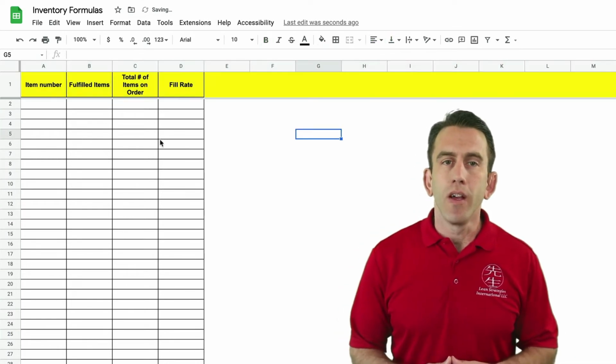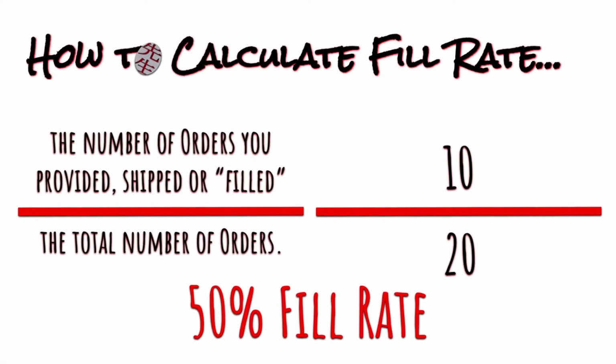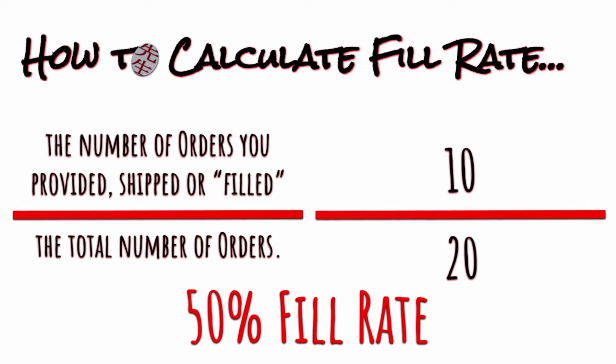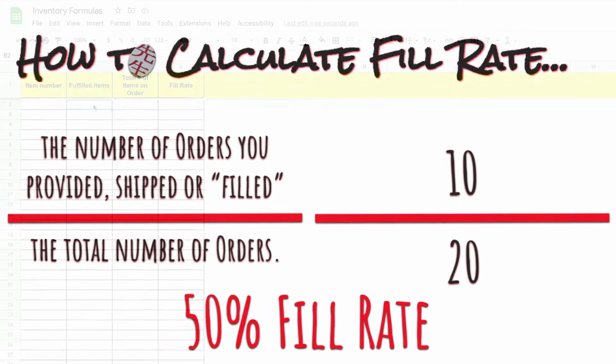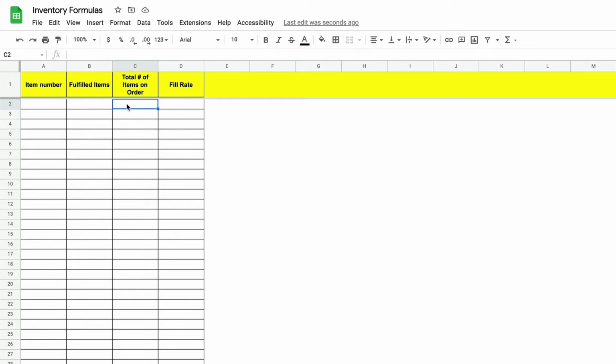As we learned in our previous videos, fill rate is calculated by dividing fulfilled items on the order by total number of items on the order. To do this, we will use the if-error formula. Let's begin. First, we will enter our equal sign to start our formula. Then we will type if error with an open bracket. Now we will select cell B2 with a divide sign or /, and then select cell C2. Next, we want to enter a comma. This will move us to our first argument.